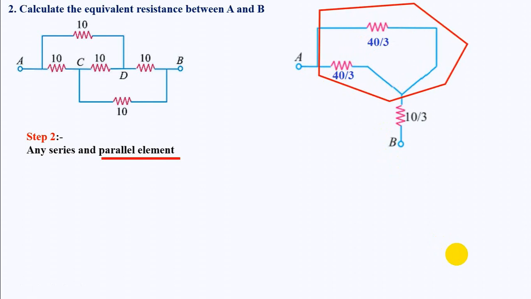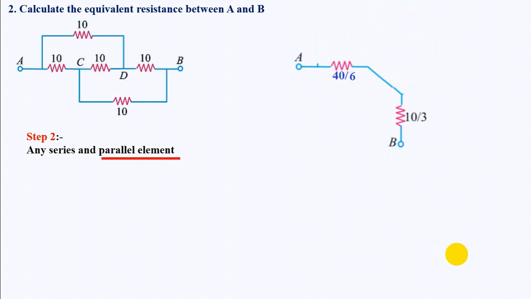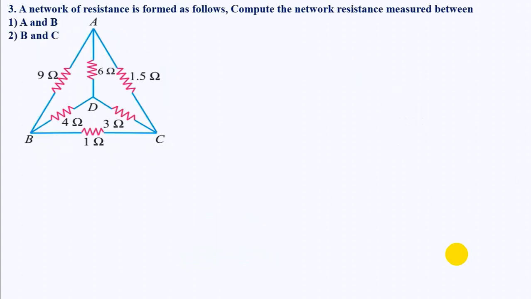I hope you know the formula: 40 by 3 into 40 by 3 divided by 40 by 3 plus 40 by 3. I'm not showing you the formulas here because we've already done that in the previous videos, and the answer is 40 by 6. Needless to say, I hope you know that these two are in series, and the answer is 10 ohms. This is your second problem. So let's see one more problem.